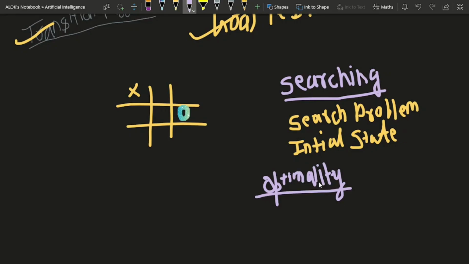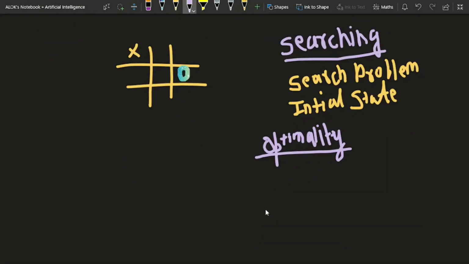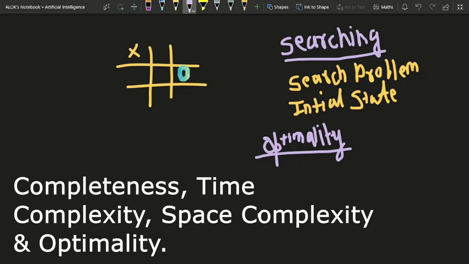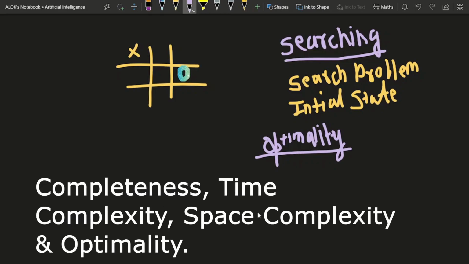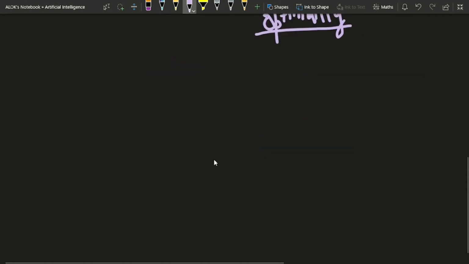A search algorithm is said to be optimal if it finds a least cost solution, meaning it will have the lowest path cost, right? Additionally, we judge a search algorithm on different parameters, which include completeness, time complexity, space complexity, optimality, etc. On the basis of this, we'll be judging our search algorithms. So after having this brief about searching algorithms, you must be thinking about what the types of search algorithms are. Broadly, search algorithms can be of three types.